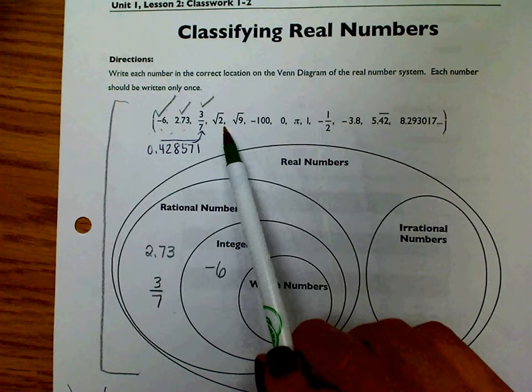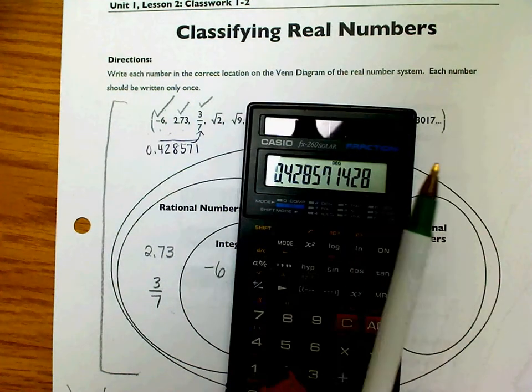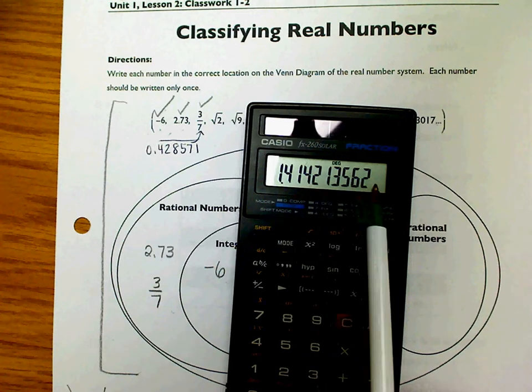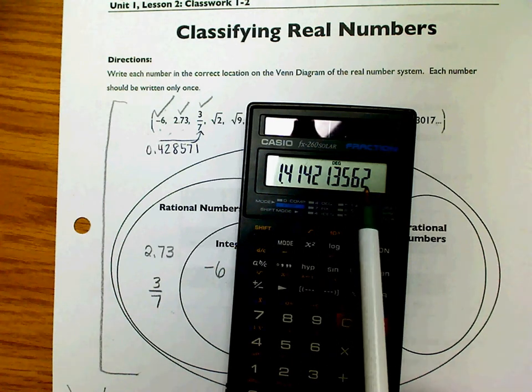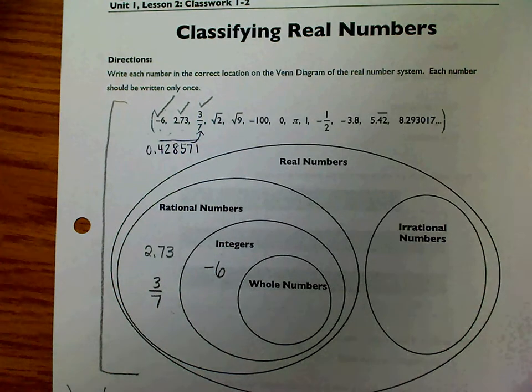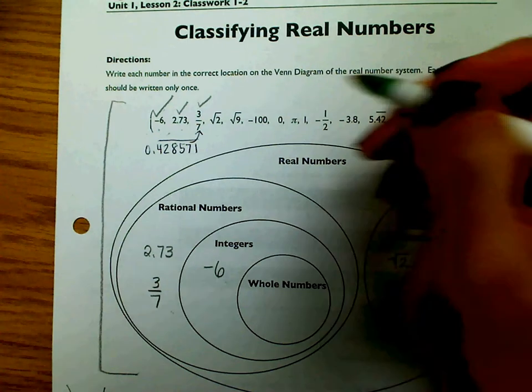All right, square root of 2. So you just literally take the square root of 2, and you can see there is no pattern here, nothing repeating, and the calculator is indicating it's going to keep on going forever. So non-terminating, non-repeating, this is an irrational number, so root 2 goes here.